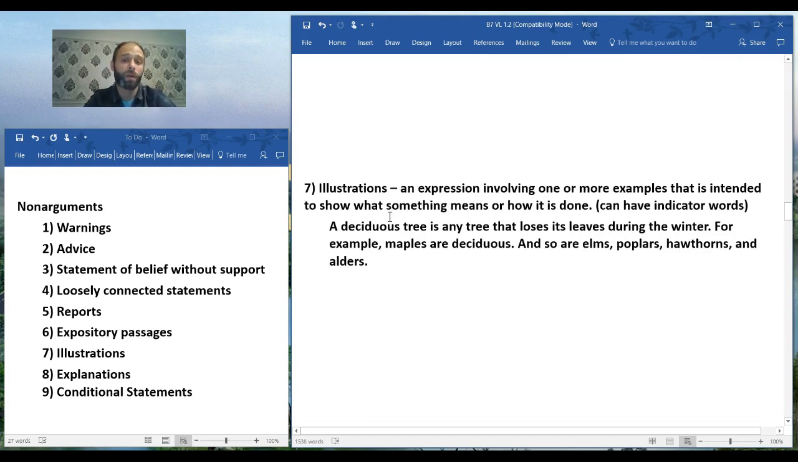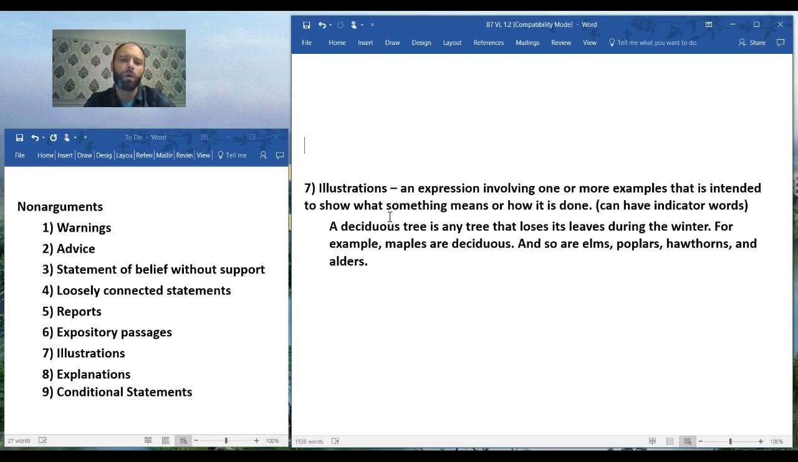Another type of non-argument is an illustration. An illustration is an expression involving one or more examples that is intended to show what something means or how it is done. One tricky feature of illustrations is they can have indicator words, which might trick you into thinking that there's an argument. But again, the differentiating feature between an illustration and an argument will be that inferential link. Does some of the information support any of the other information in a way that's trying to prove it?